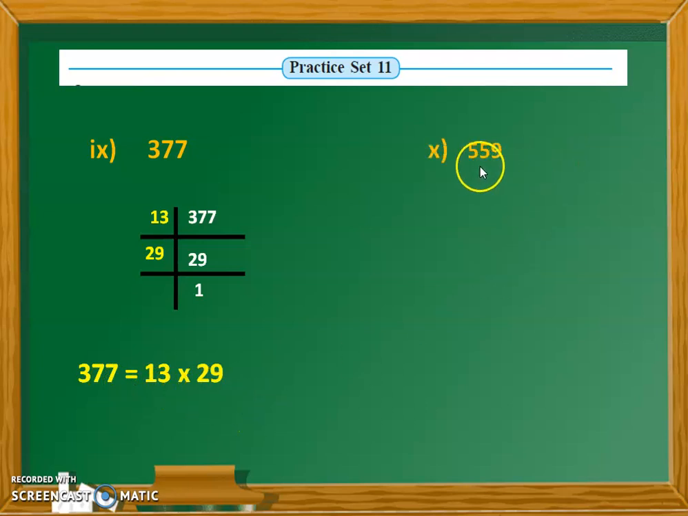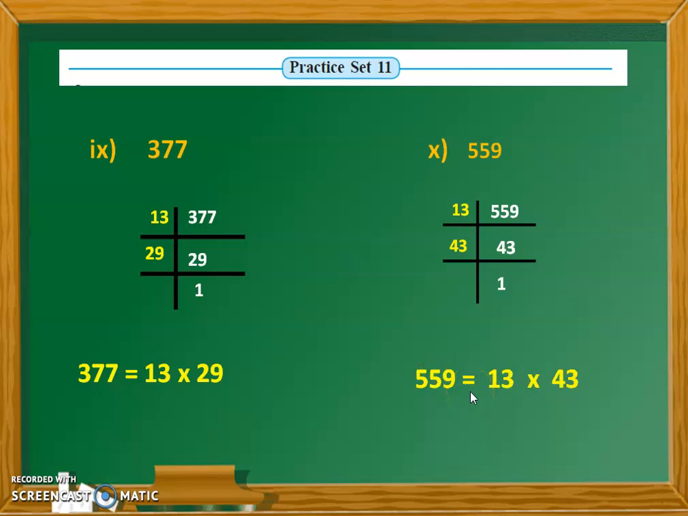Now let's take one more example of the same exercise of the same practice set, the 10th one, 559. So the same problem you will have. It directly starts with dividing by 13, you get the answer 43, and 43 is itself a prime number. So here these are the prime factors of 559. So the factors of 559 are 13 multiplied by 43.